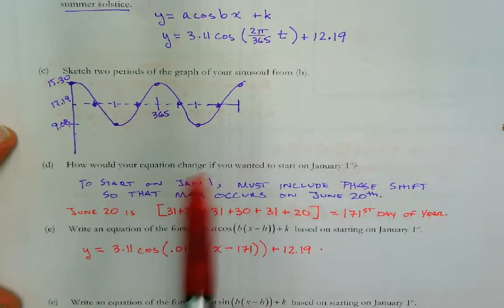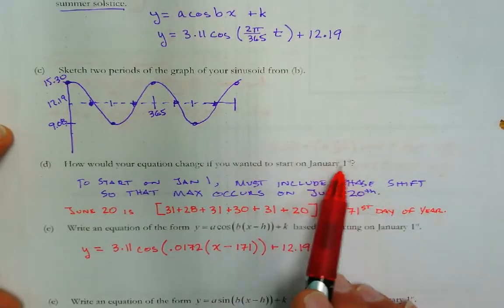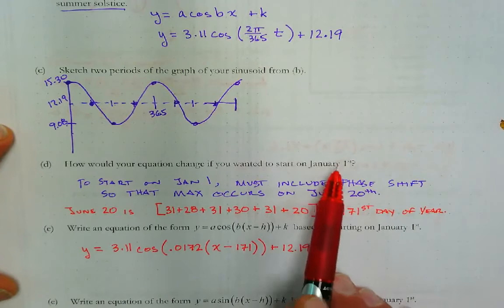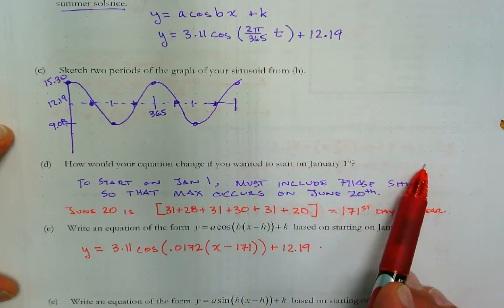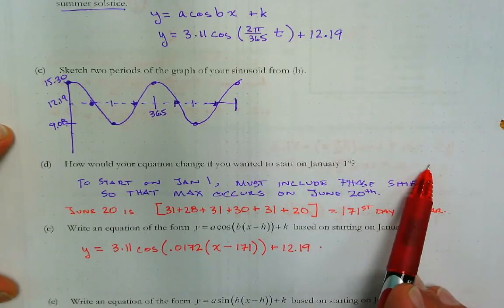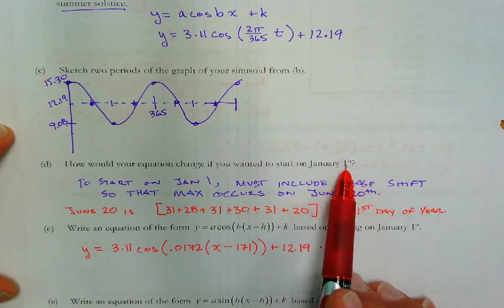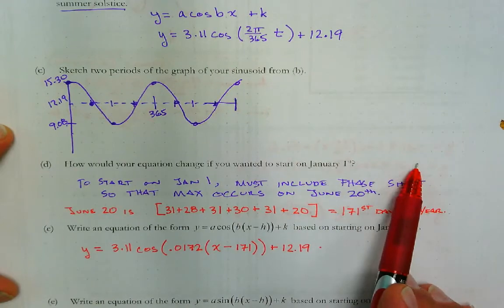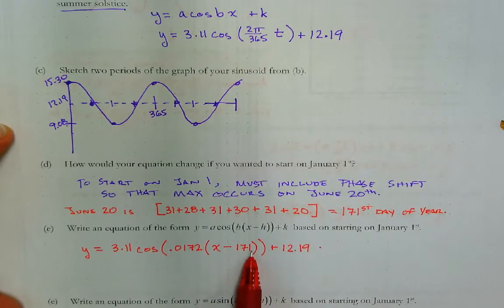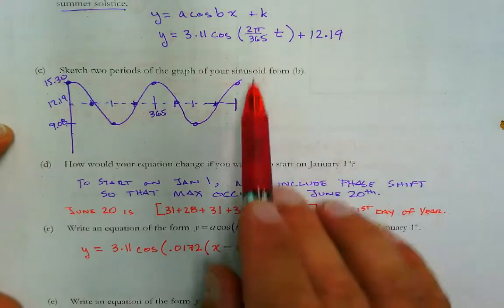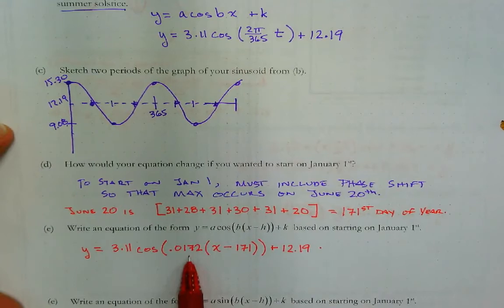Right? But if I'm going to change it so that I start on a different day, well, I need to figure out what's the distance from where I'm starting to where I would like to start. The distance from where I'm starting to, in this case, the maximum, was 171 days. So I'm just going to put a phase shift of 171. Right? And this 2 pi over 365, it's okay to write it as a decimal. I'd recommend 4 decimal places for the period if you're not sure.